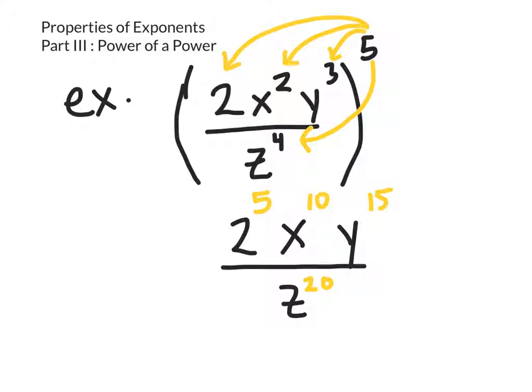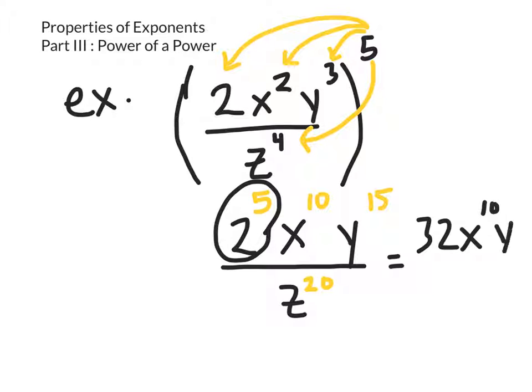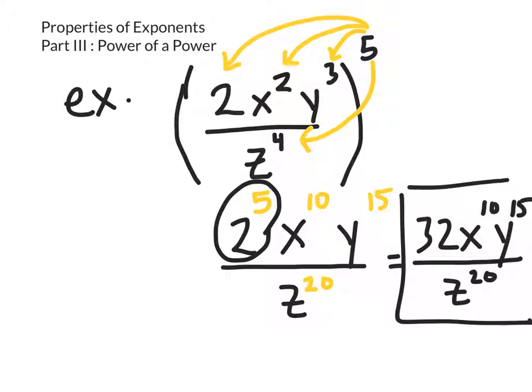The last step that you need to do most of the time is to deal with this coefficient in front, in which you're going to multiply this out. So 2 to the 5th power is going to give you 32, and so this can be simplified to 32 x to the 10th power y to the 15th power, all divided by z to the 20th power, and that will be your answer.